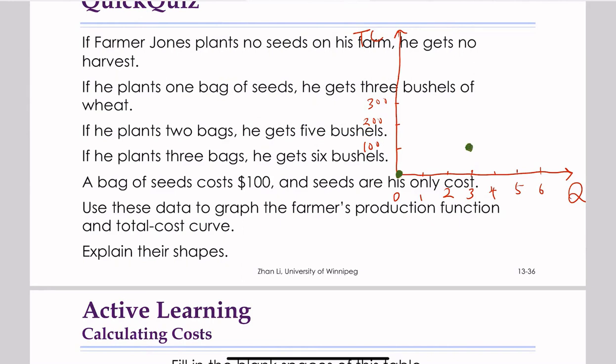And next, he could get 5 bushels, and in this case, he needs to plant 2 bags. So we get this point. And next, 6 bushels, he plants 3. And then if you connect this total cost curve, you can see that it gets steeper as you increase the output level, right? So this is basically the result of increasing marginal cost.